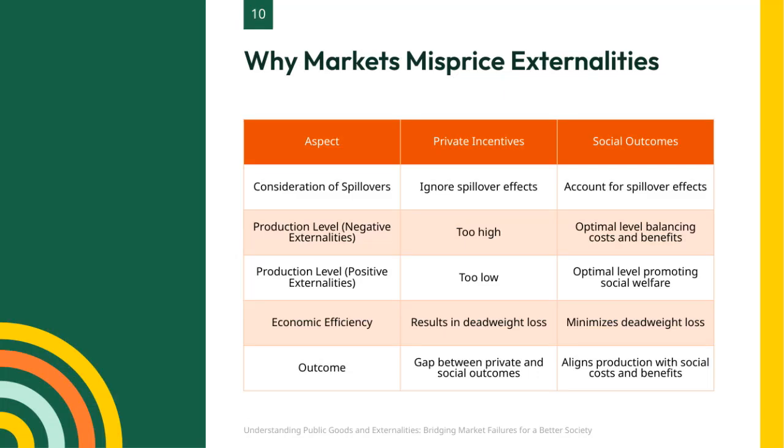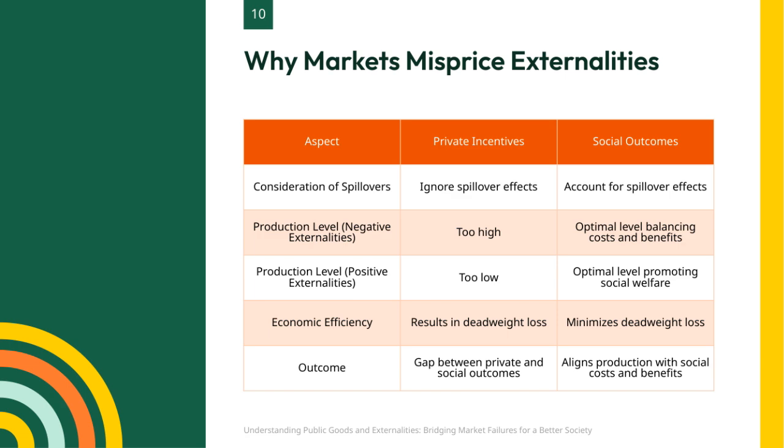When we talk about why markets misprice externalities, it's important to understand the difference between private incentives and social outcomes. Private incentives often ignore spillover effects, meaning businesses or individuals don't account for the broader impact of their actions on others. Because of this, the production level for activities that generate negative externalities tends to be too high, like pollution, for example, which leads to inefficiencies.